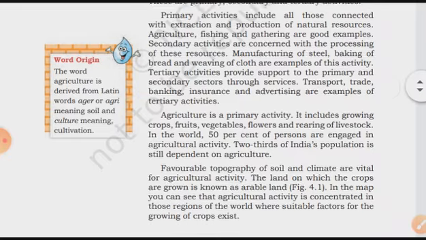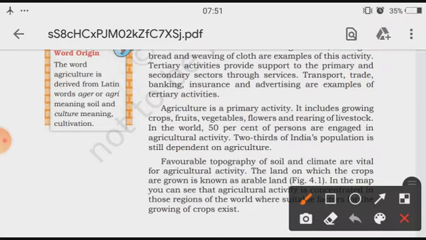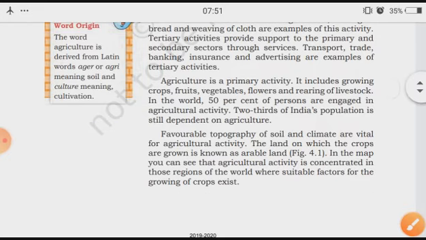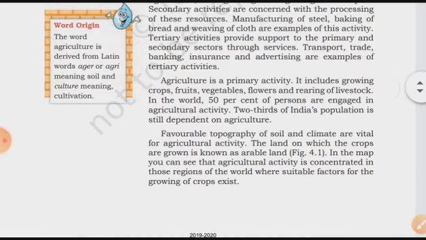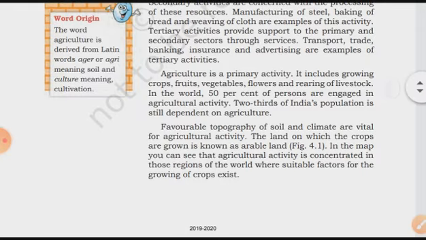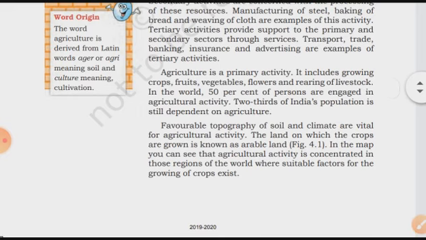Okay, then if you see the left side, they have given something here. We can see in this box what they have given. The word agriculture derives from the Latin word agar or agri, meaning soil, and culture means cultivation. Meaning to say, whatever farming and cultivation we are doing in the soil is known as agriculture. Then agriculture is a primary activity.